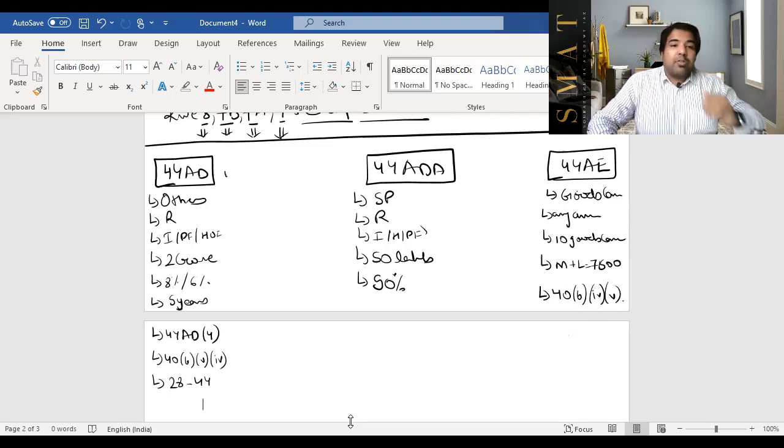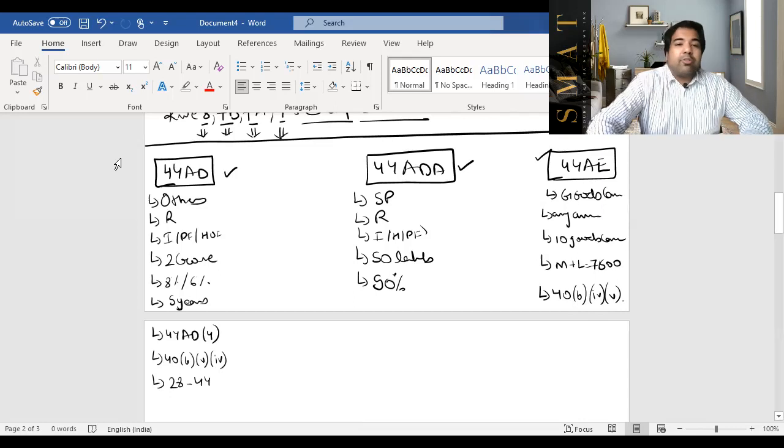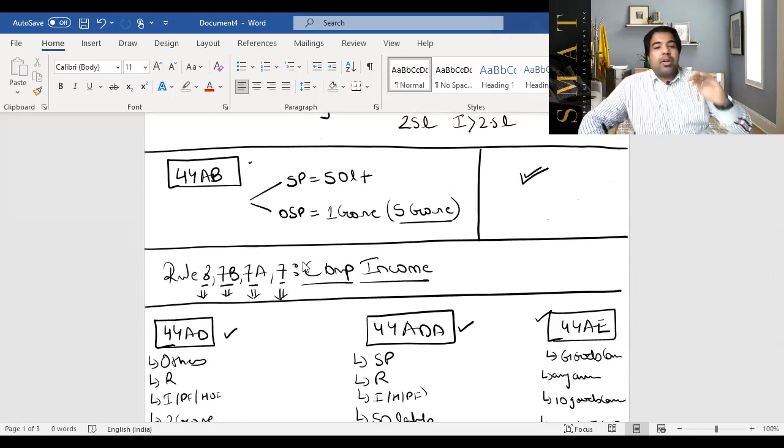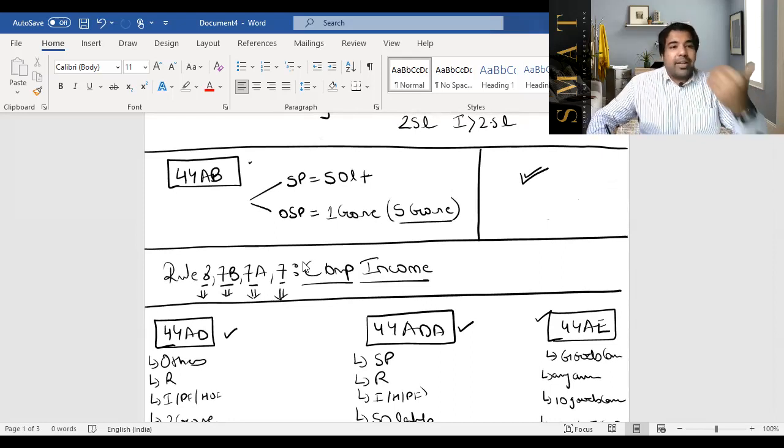Guys, always remember 44AD, 44ADA and 44AE. If you are eligible to take these, but you are claiming lower than those profits, then you will have to get your books of accounts maintained and get them audited if your income is more than the basic exemption limit. So please remember, if you fall in these categories, then you've got to show at least that much profit. If you're showing less than that profit, then you'll have to maintain your books of accounts and get them audited.